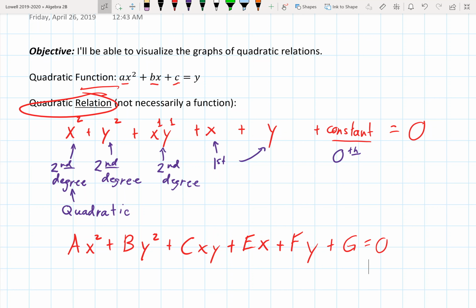Okay, I just looked back. I was wondering why I got to G, because there should be only 6 terms, but it's because I forgot D. So let's just kind of fix that here. D, F, G. Okay, so that's a quadratic relation.